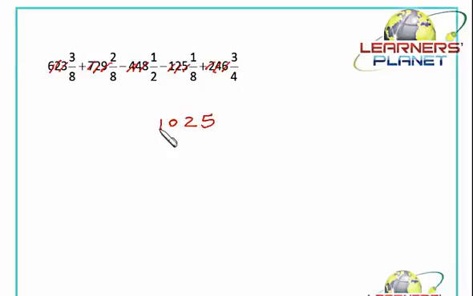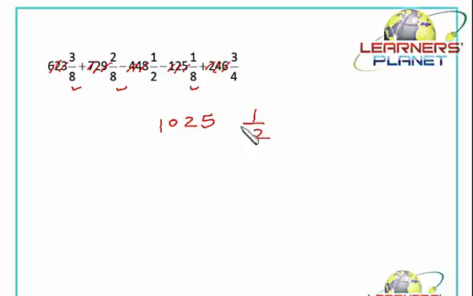Now let's observe the fractional part. It is 3 by 8 plus 2 by 8, that is 5 by 8. 5 by 8 minus 1 by 8, that is 4 by 8. So we are getting 4 by 8 as positive. 4 by 8 is actually 1 by 2.